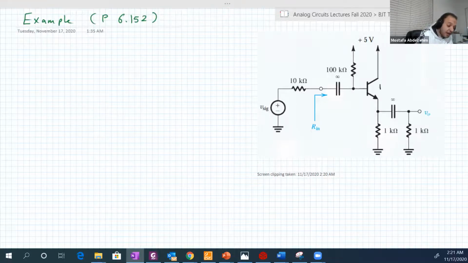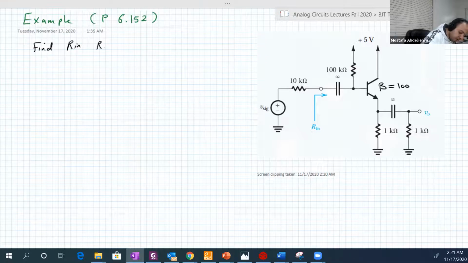It gave you beta as a range from 50 to 200, and it asked you to solve the circuit once at 50 and once at 200. So we're gonna solve it at 100. We can assume that the beta is 100, and we're gonna solve it only at this value. The analysis at 50 and 200 should be the same, same analysis, of course, not the same numbers. Okay. So what's required here is basically to find AV, our input, our output, and AV.